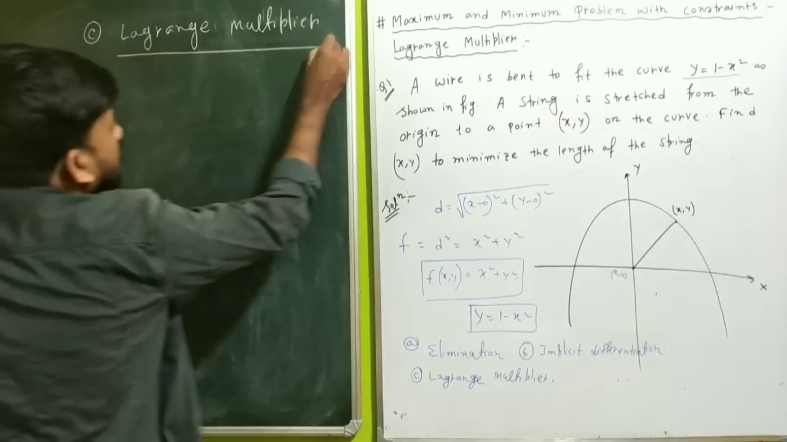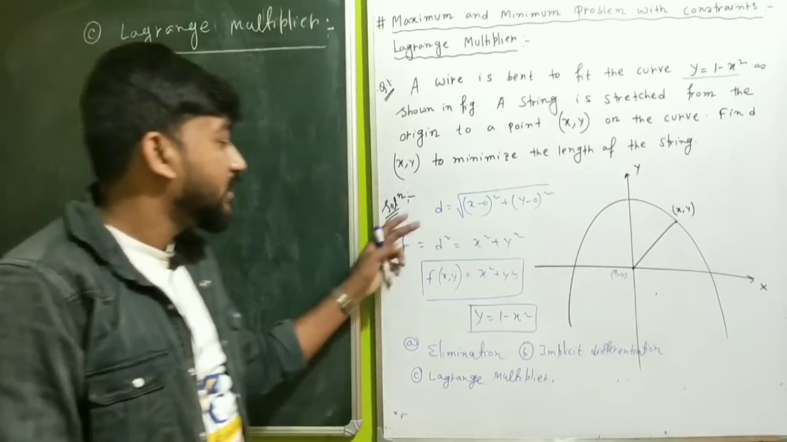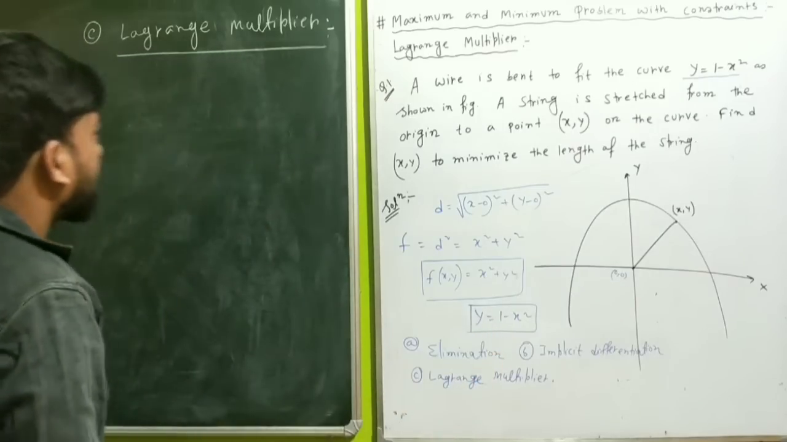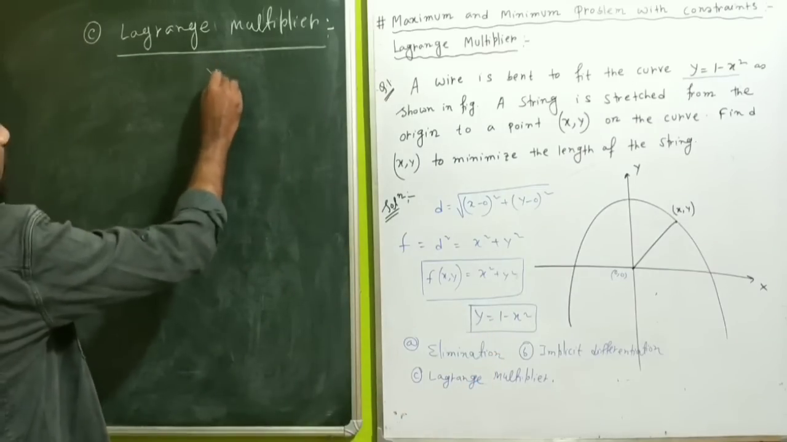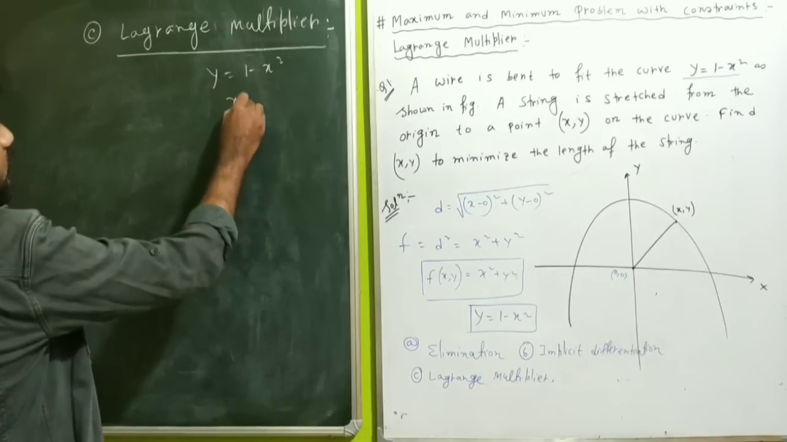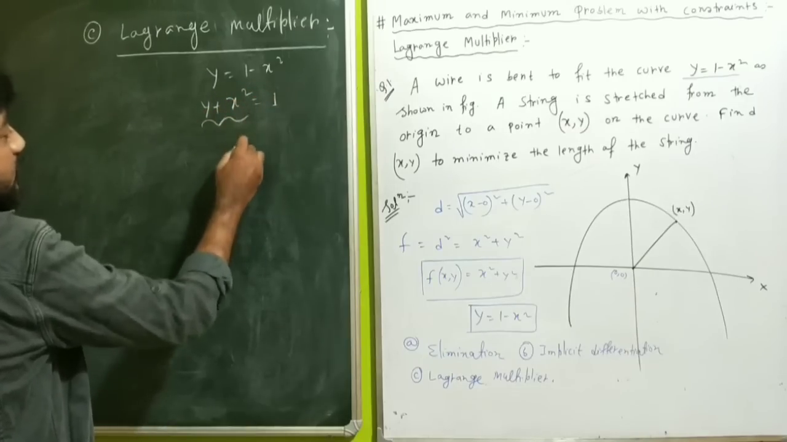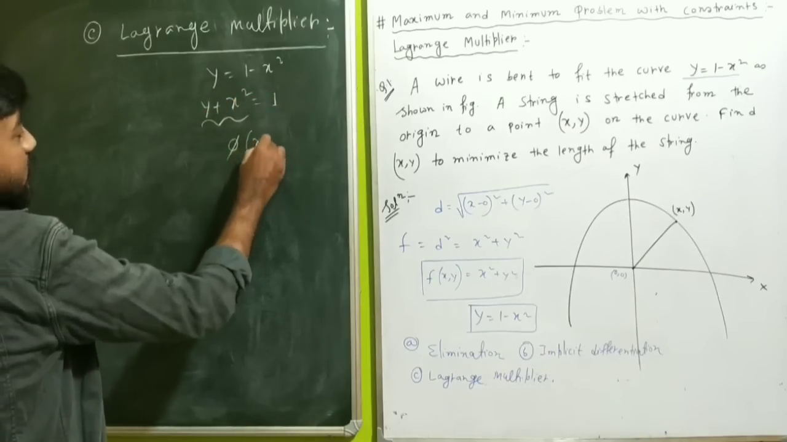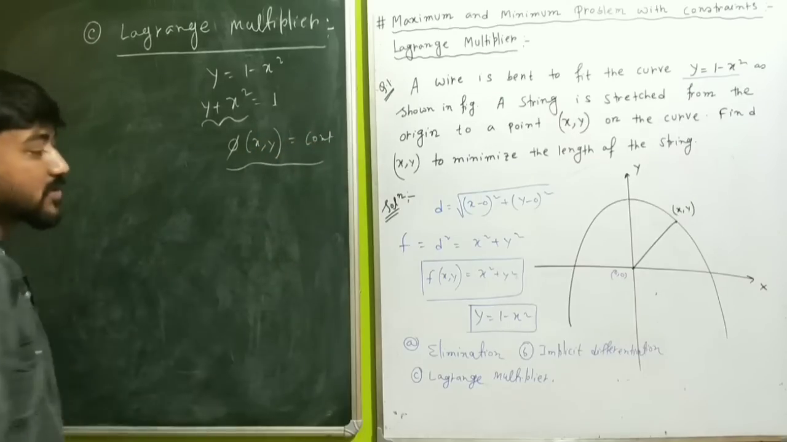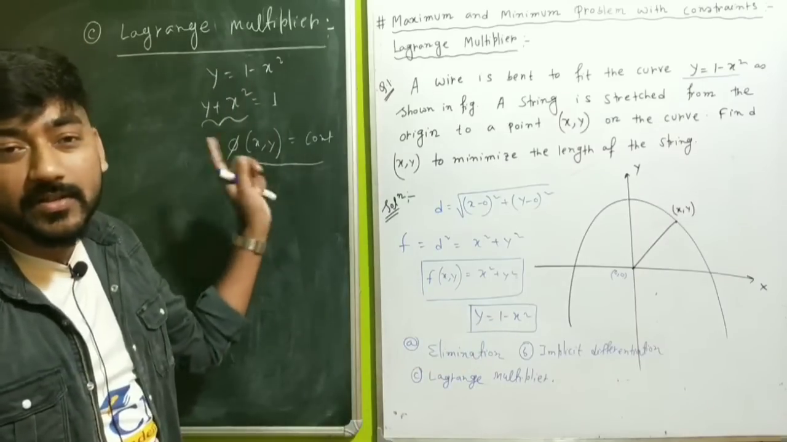Okay, so what we have is two functions actually. One is f and another is phi. So let me convert this y is equal to 1 minus x square as phi. So you have y is equal to 1 minus x square, so we have x square y plus x square is equal to 1. That means if you take it as phi, that is obviously phi of x comma y is equal to constant. So this constant equation will always be given in the form of phi xy is equal to constant.